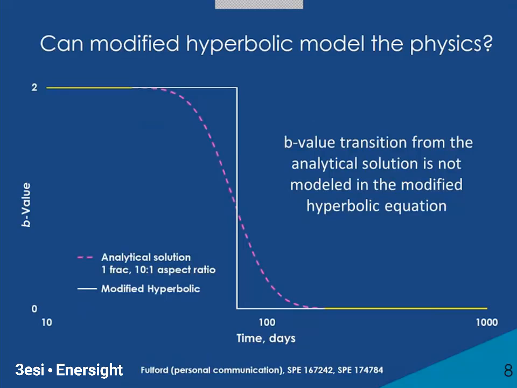And you can see that the analytical solution has a transition from a B value of 2, and then it gradually changes down to whatever your terminal B value is, in this case 0. And that's what the analytical solution looks like. But when we use a modified hyperbolic, we're using an instantaneous change in the B value from 2 to 0. So how can a modified hyperbolic equation with an instant change in B value be the same as an analytical solution that has a gradual change in the B value?